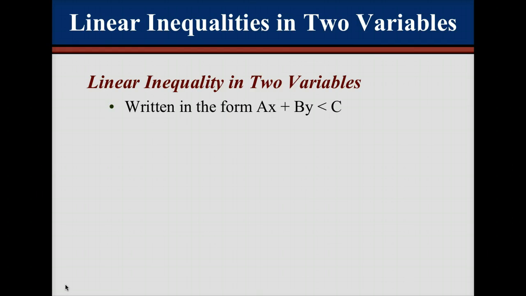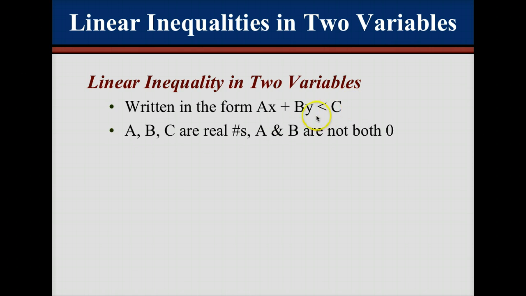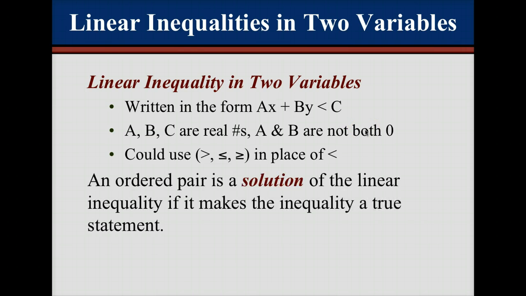A linear inequality in two variables is written in standard form, as you see, with an inequality sign. A, B, and C are real numbers, and A and B are not both 0. And you could also use a greater than, less than, less than or equal to, or greater than or equal to sign in place of the less than sign. An ordered pair is a solution of the linear inequality if it makes the inequality a true statement.